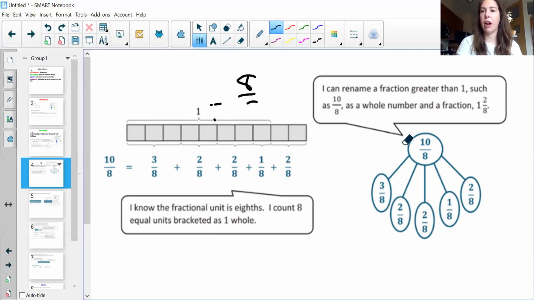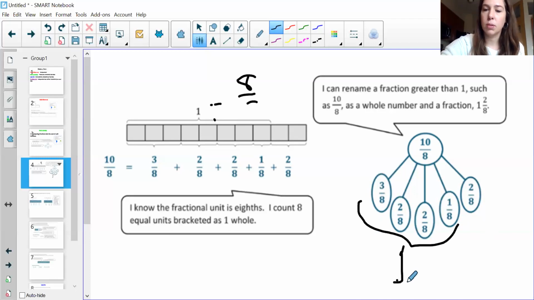And it says, I can rename a fraction greater than 1, such as 10/8, as a whole number and a fraction, 1 and 2/8. So the way that they did that was they count out 8/8. So in this example, we can do 3/8, 3/8 plus 2/8, that's 5/8, plus another 2/8 is 7/8, plus one more 8 is 8/8. So this amount here is equal to 1 whole. And then 2/8 are left. So it's 1 and 2/8.